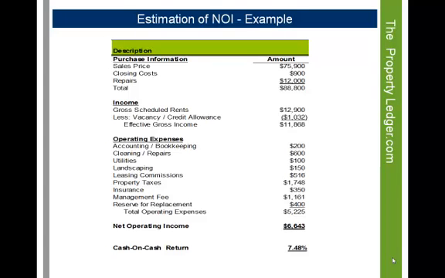Think of the cash-on-cash return as being similar to a CD. If you give the bank $10,000 to purchase a $10,000 CD, and at the end of the year the bank gives you $600, well, your cash-on-cash return is 6%, or $600 divided by your $10,000 investment. Now, the same thing is true with real estate.